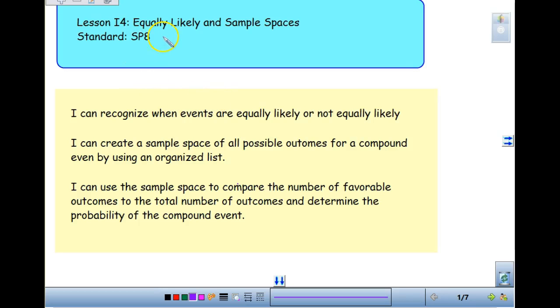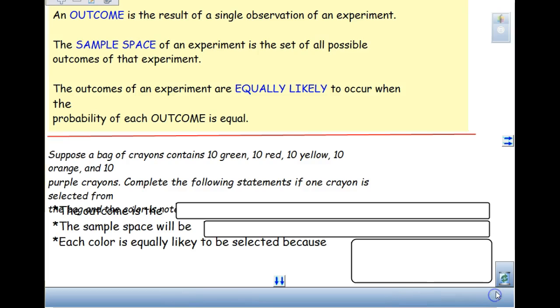Today in lesson I4, we're talking about equally likely and sample spaces. This is standard SPA. I can recognize that events are equally likely or not likely. I can create a sample space of all possible outcomes for a compound event by using an organized list. I can use the sample space to compare the number of favorable outcomes and the total number of outcomes and determine the probability of a compound event.